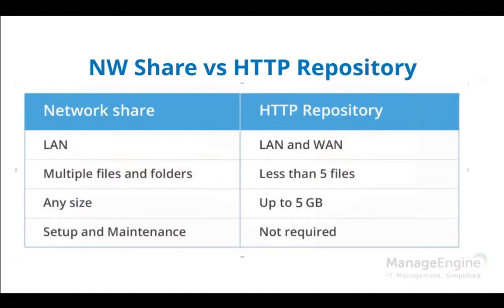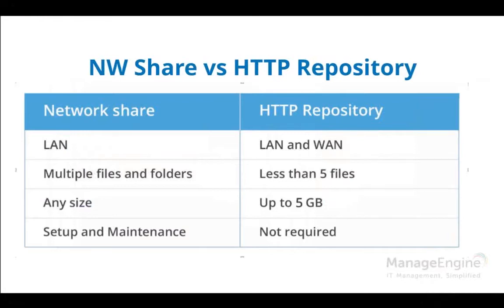Since a network share is locally created, you can have multiple files in any order, multiple folders in any order. So accessing them within the local environment won't be a problem. But in terms of HTTP repository, we would recommend you to use up to 5 files.